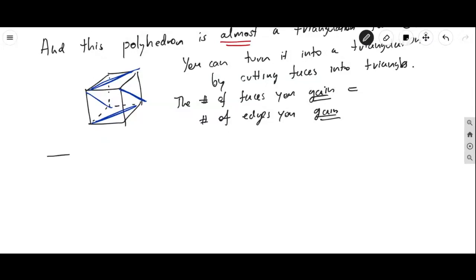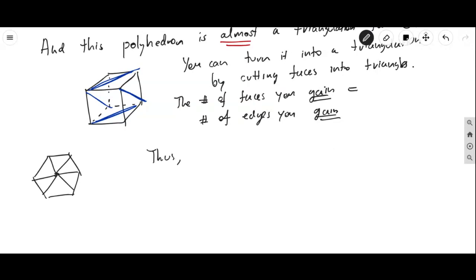And this happens with any polygon. So here's a polygon. It's not triangulated, but you can triangulate it like this, right? So notice by introducing triangles, you now have 1, 2, 3, 4, 5, 6 faces, but you also have 1, 2, 3, 4, 5, 6 edges. So the number of edges and faces that you gain is the same.